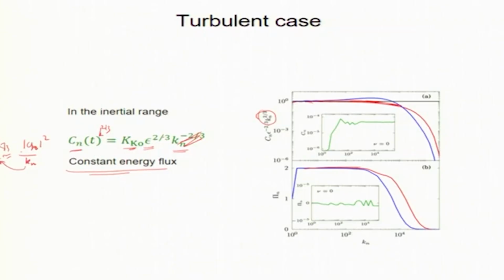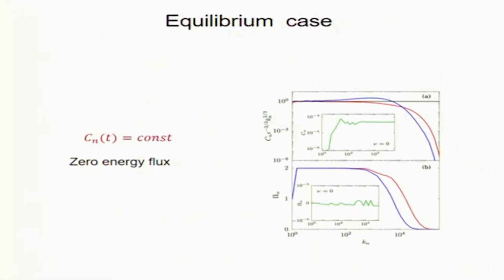So, this is a non-equilibrium solution which I am trying to show you indeed happens in the shell model as well. In the equilibrium case, the flux is 0, and every mode has equal energy. So, it is not a power law of minus 2/3, but it is constant. So, the Cn is constant and the flux is 0. Okay. So, this is the equilibrium scenario.